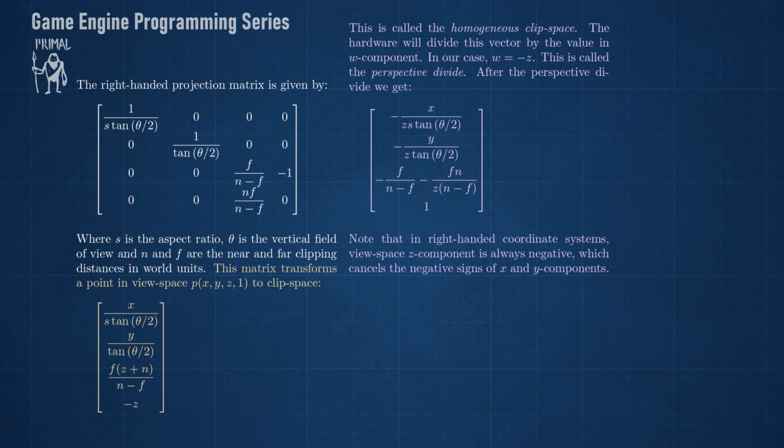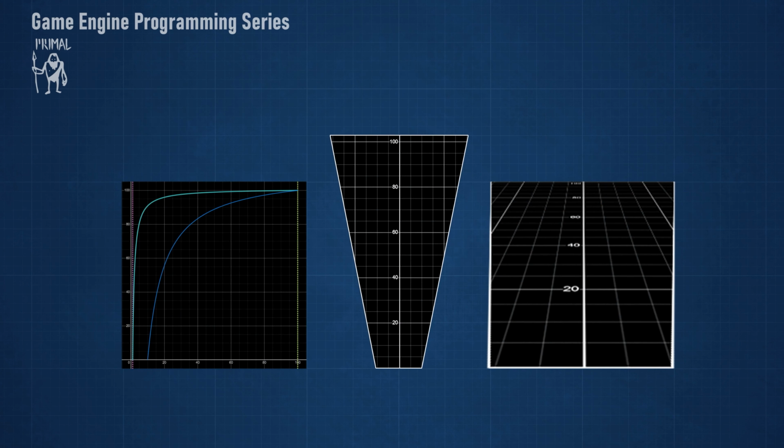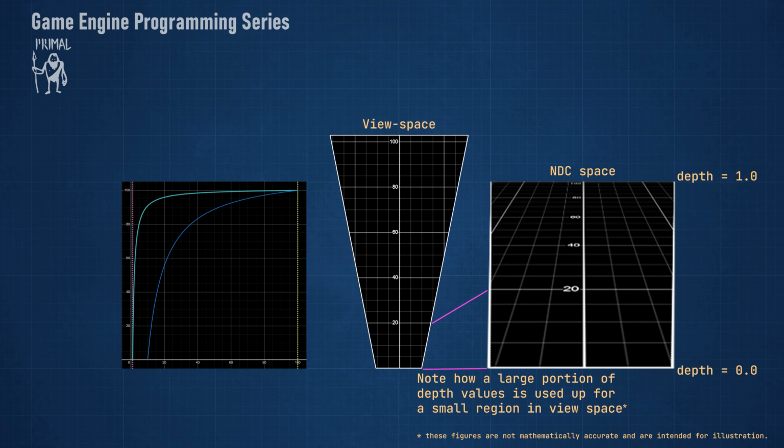Now, if we look at the z-coordinate after perspective divide, we see that it's no longer a linear function because of the division by z. If we plot 1 over z, we can clearly see that it's not a straight line. Instead, it uses up a lot of precision of the normalized depth value in a relatively small region close to the camera and quickly loses resolution at points that are farther away. This will introduce artifacts when rendering faraway objects that are close to each other, which is also known as Z-fighting.